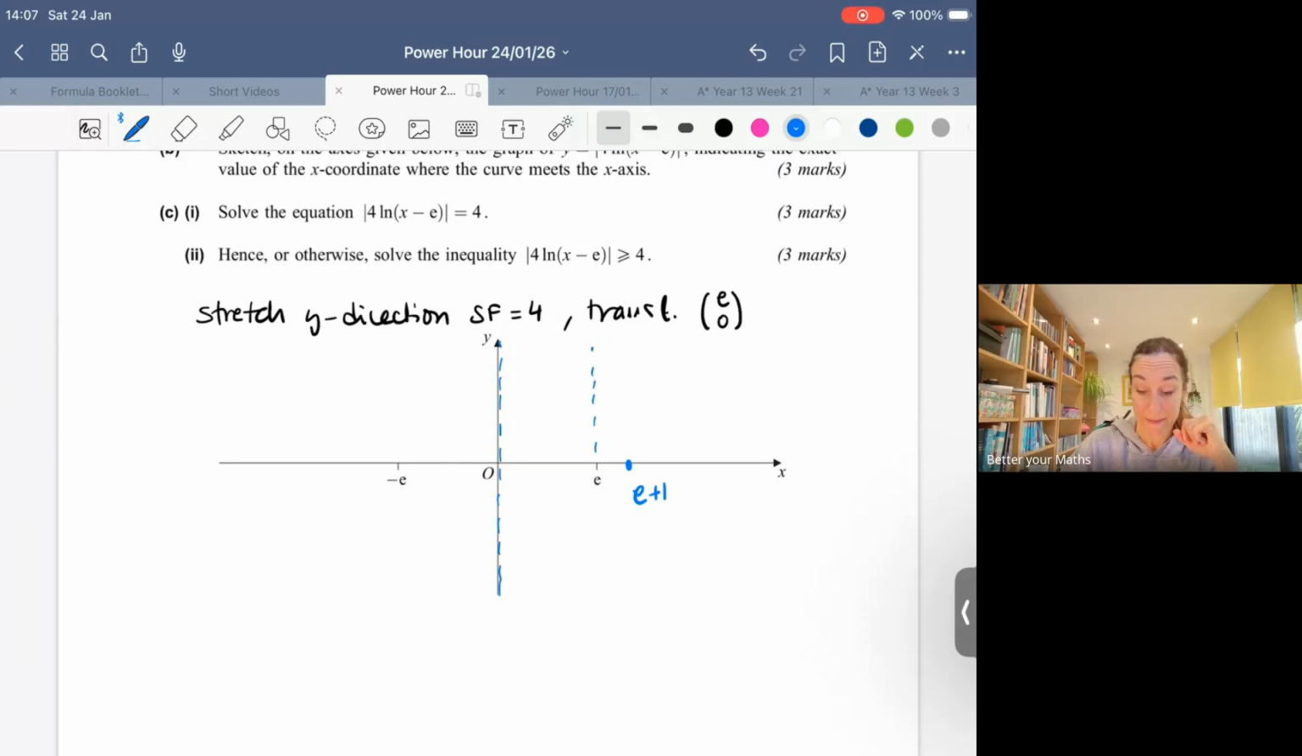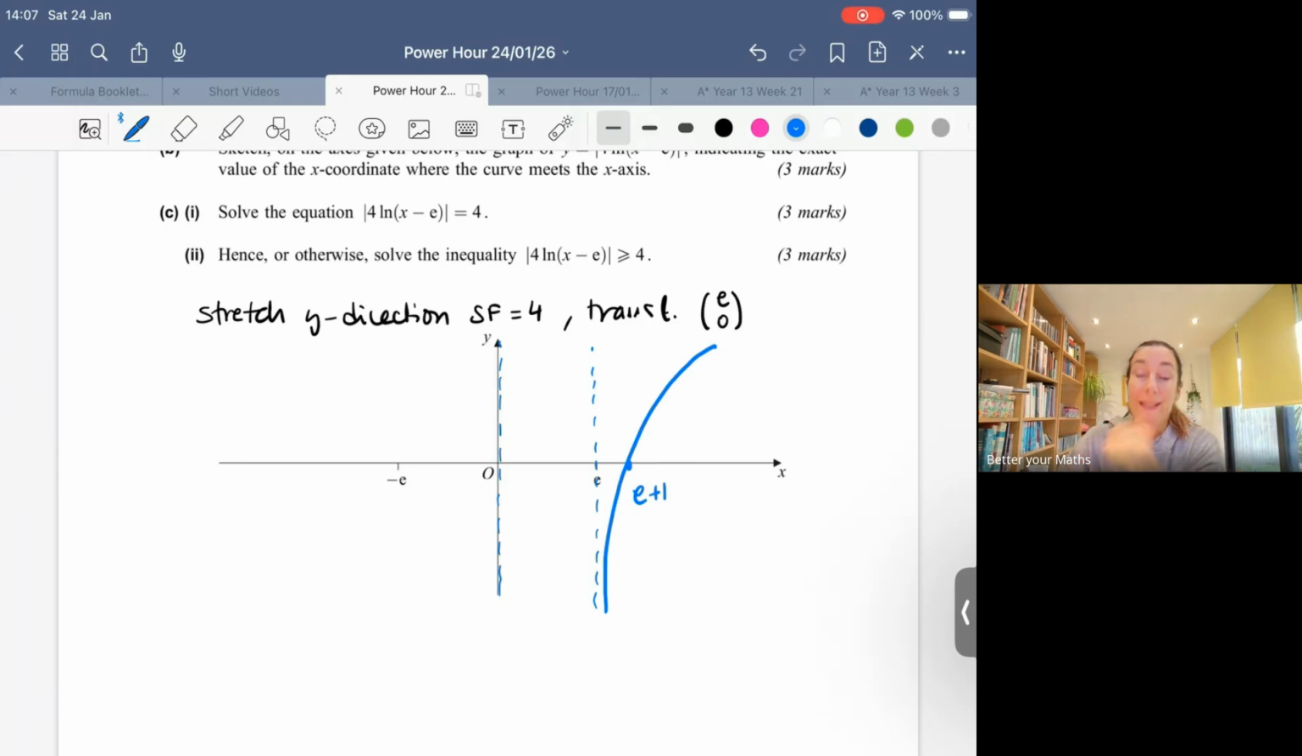Yeah, exactly. So the whole graph moves e to the right. That means your asymptote moves e to the right. So your graph is going to look like this. Does it make sense for everyone? So the asymptote moves to the right.